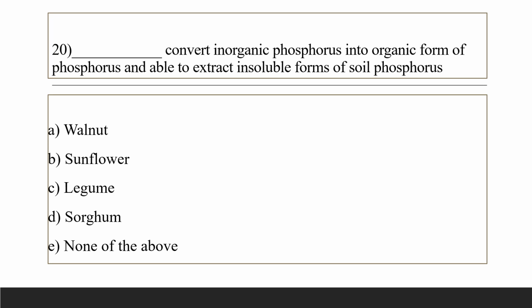Dash converts inorganic phosphorus into organic form of phosphorus and is able to extract insoluble forms of soil phosphorus. The legume plant has more advantages. It fixes atmospheric nitrogen and also extracts soil phosphorus. So the option is C. Legume converts inorganic phosphorus into organic form.